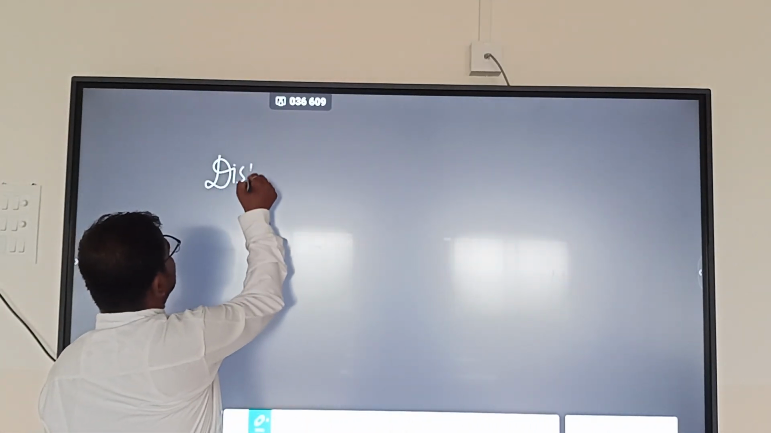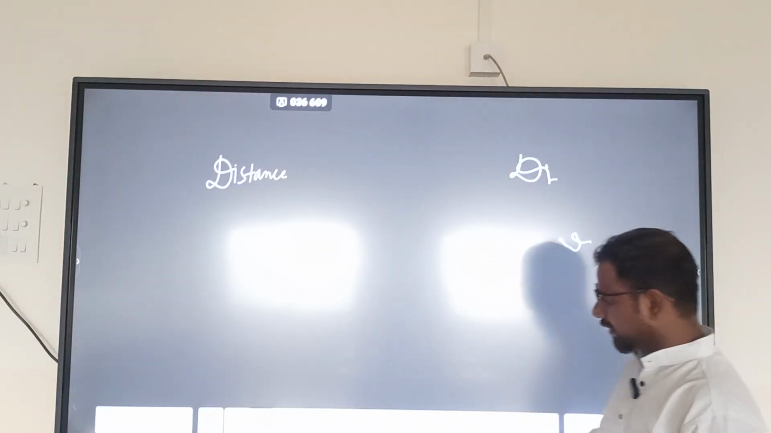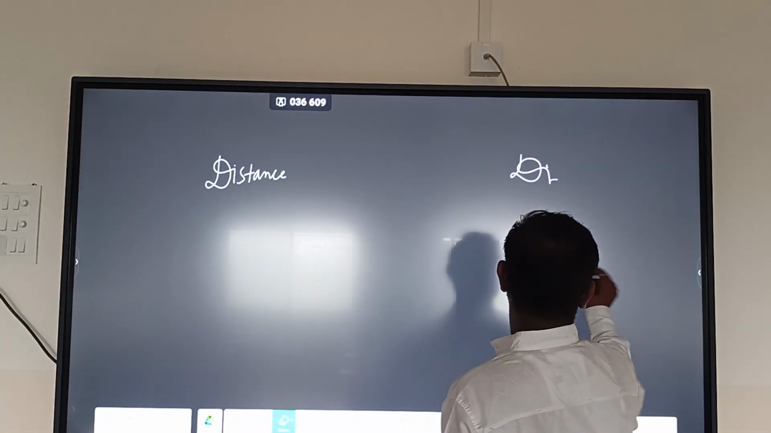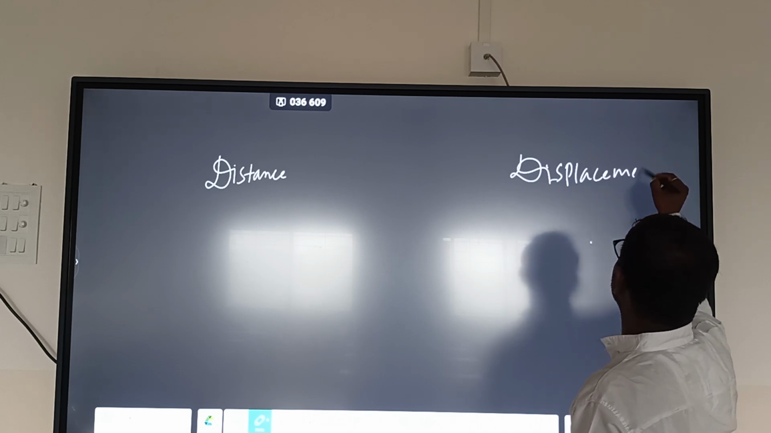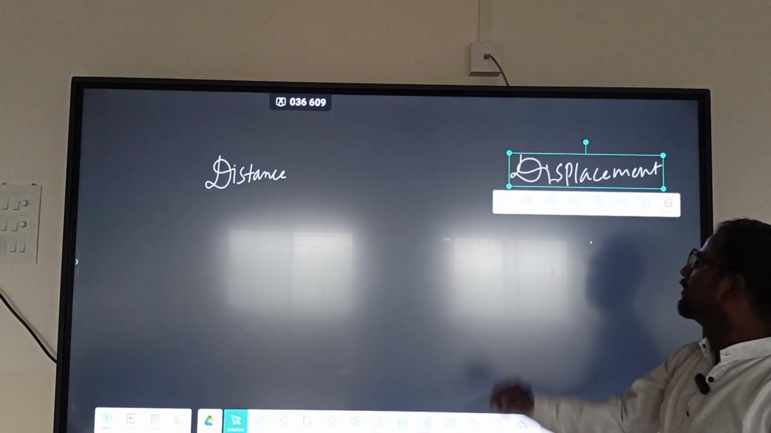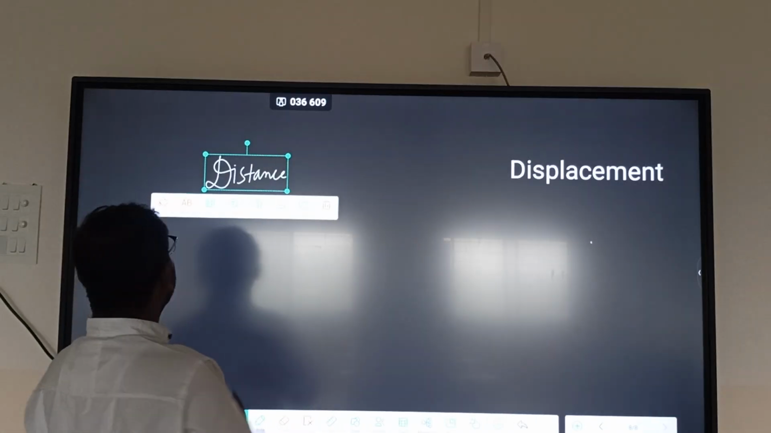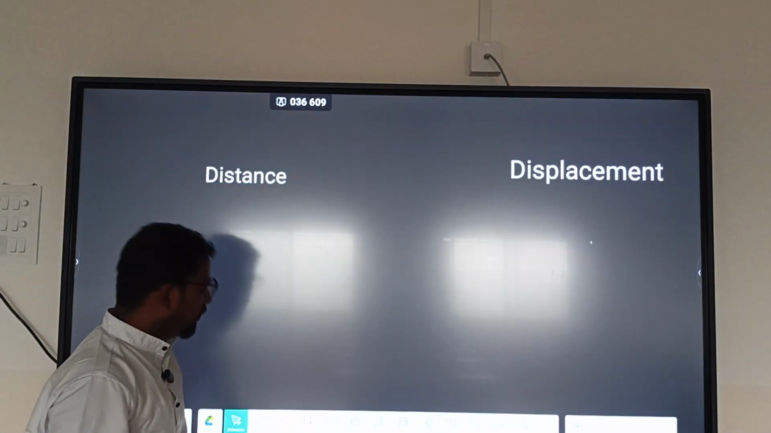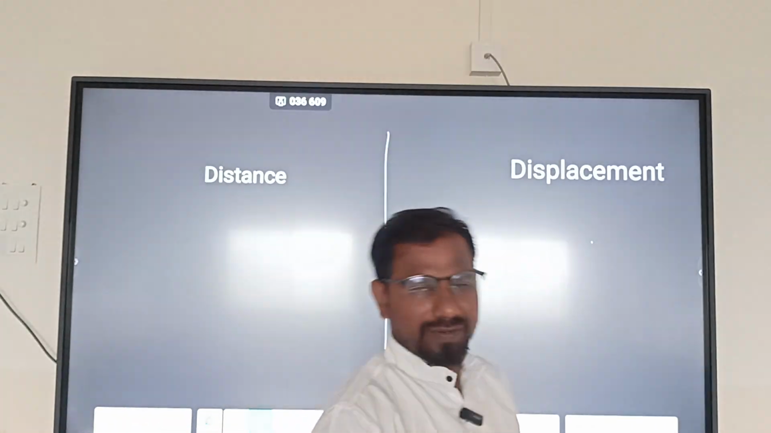First, we will see an example of distance and displacement. Just now we studied that distance is a scalar and displacement is a vector. We will study it with a day-to-day life example.